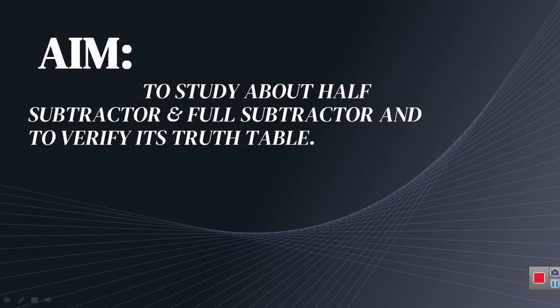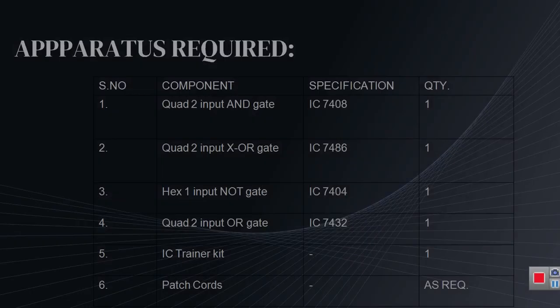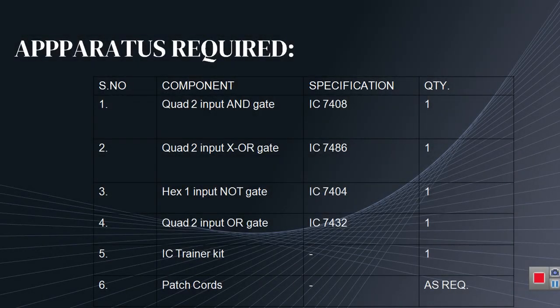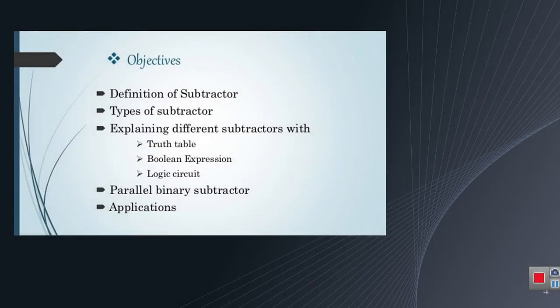The aim of our experiment is to study half subtractor and full subtractor and to verify their truth tables. The apparatus required is given in the table, and you can see the component specification and the number of quantities you need. And the objective of our experiment is, look at the PPT here.